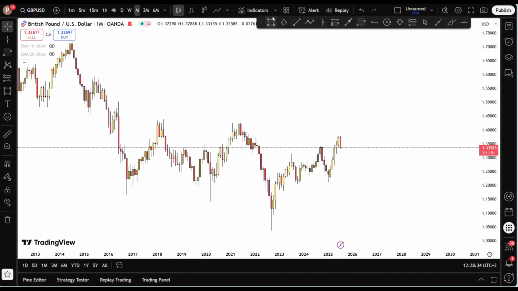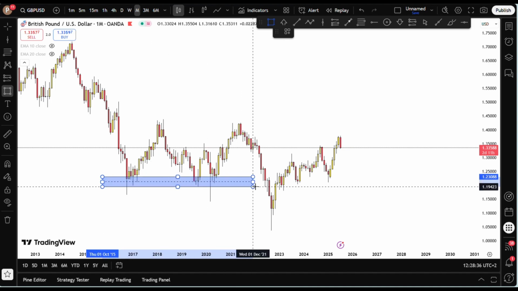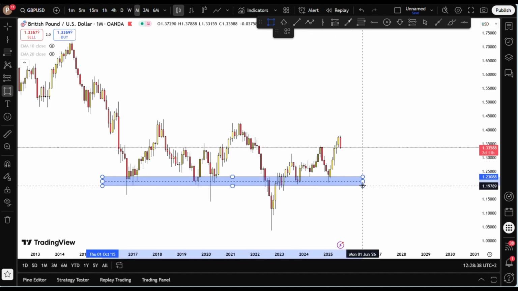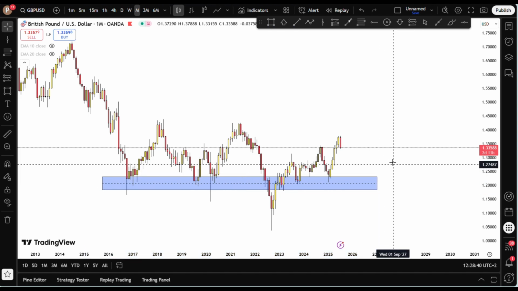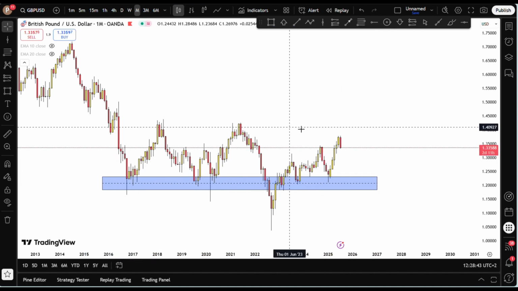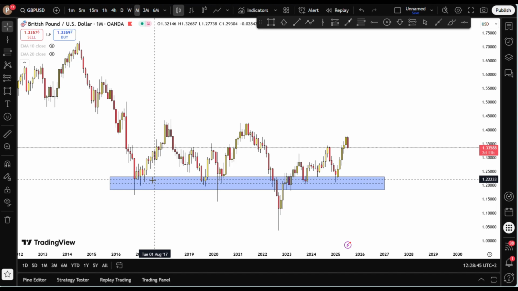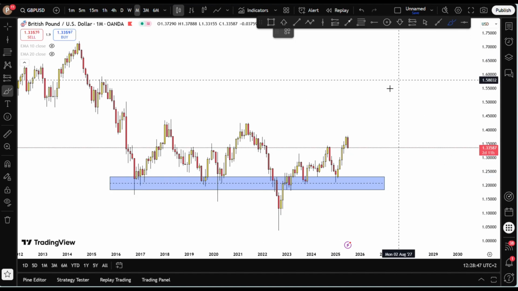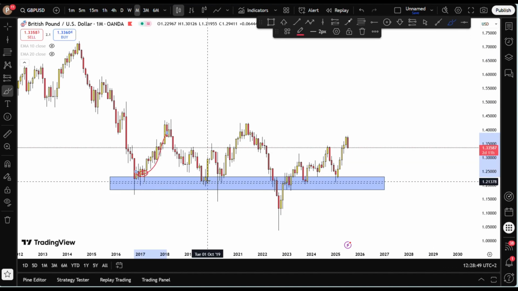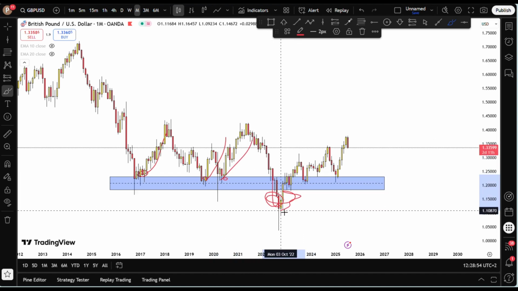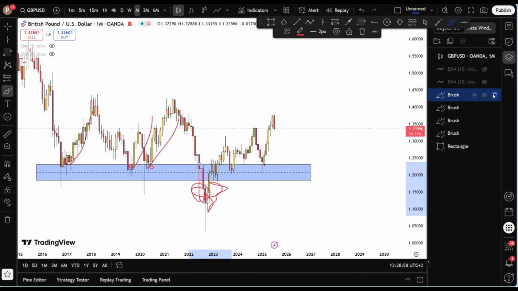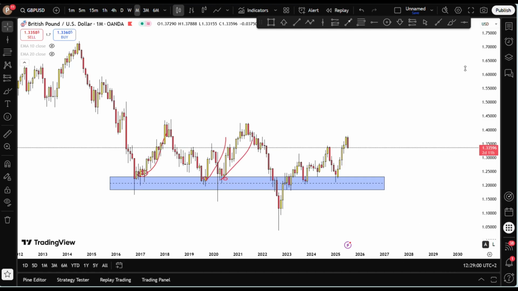Where are my tools? Okay, this is clearly visible. We have a support here on this monthly time frame. So GBPUSD is currently rejecting off of this zone here. First rejection, second rejection, third. This here, what happened here? This is a fake out. This is what we call a fake out that happened. I'll come back to explain that.